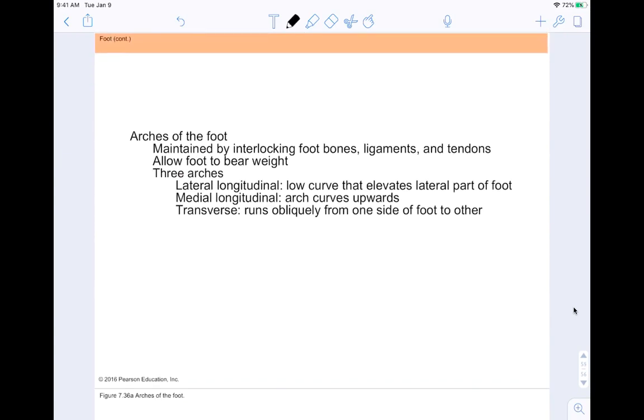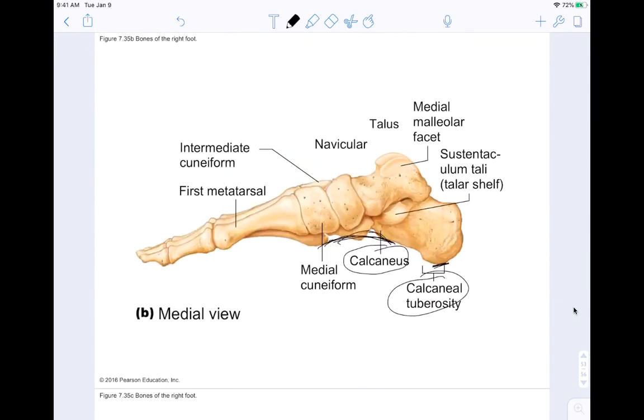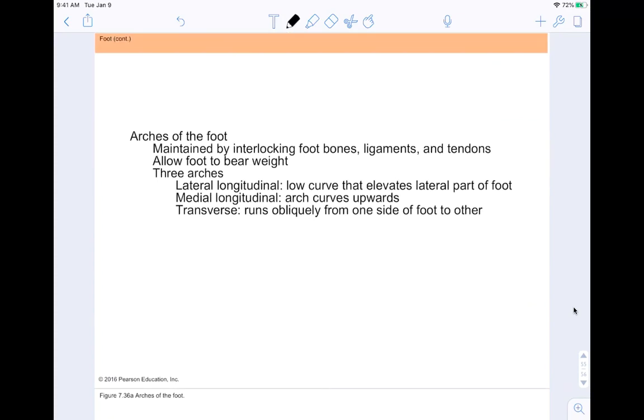Okay, now the arches. So that's like the part of your foot that I pointed out here and here. Okay, it's the part of your foot that doesn't touch the ground necessarily. So it's maintained by interlocking foot bones, ligaments, and tendons. It allows your foot to bear weight, and you have three different arches that are just running in different directions. You have the lateral longitudinal, you have the medial longitudinal, and the transverse. So the lateral longitudinal is a low curve that elevates the lateral part of the foot. The medial arch is going to curve upwards, and then you have the transverse that's going to run obliquely from one side of the foot to the other.